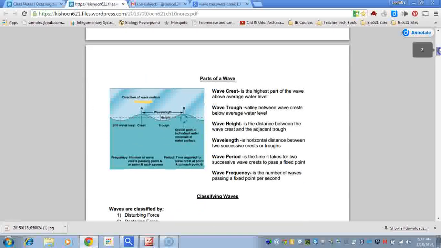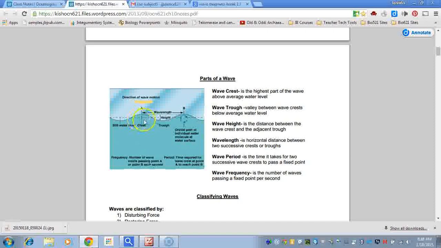Then another objective we have is to understand the parts of a wave. So if you've taken physics, you probably know this already, or even math. You learn about sine waves and cosine waves, sine curves and cosine curves, and this is the kind of information you learn about them too. So a wave crest is the highest part of the wave. So here's one crest, and here's another crest. Okay, highest part of the wave above average water level. So highest part above, well, you could think of the still water.